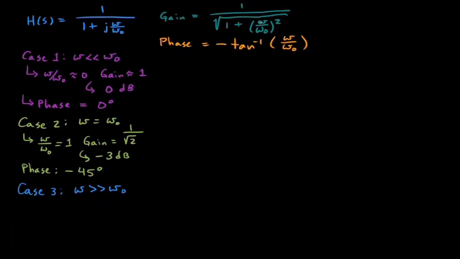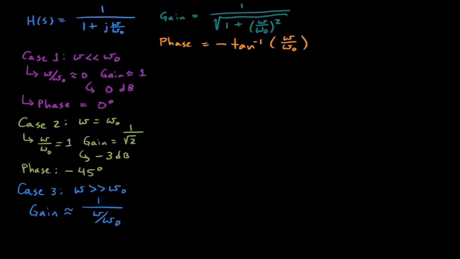Well, we know that omega over omega naught is going to be getting increasingly large, and the 1 becomes inconsequential at that point. So really we're going to look at something that looks like 1 over the square root of the quantity omega over omega naught squared, which is just going to be 1 over omega naught. So the gain is going to approximate 1 over omega naught.